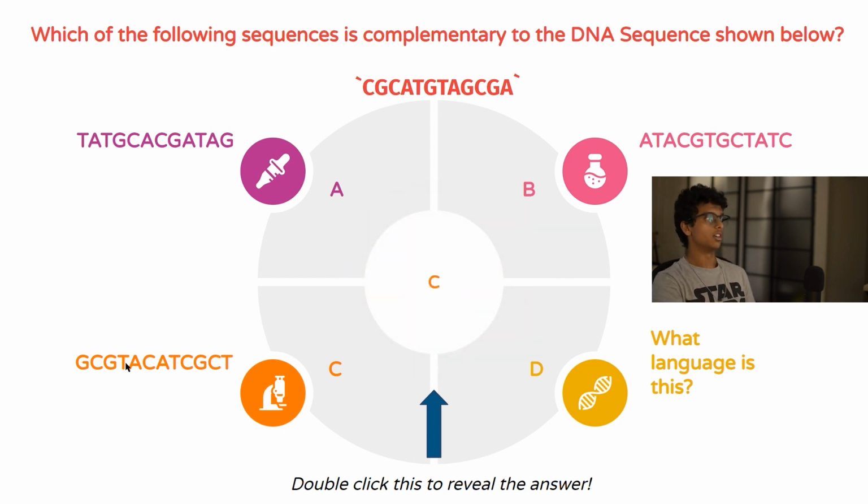G, C, G, T, A, C, A, T, C, G, C, T. Wow, that's actually kind of hard to read. So, cytosine goes with guanine, adenine goes with thymine. Once you get G, C, and A, T kind of down, that becomes second nature to you, and you'll just be able to figure it out.